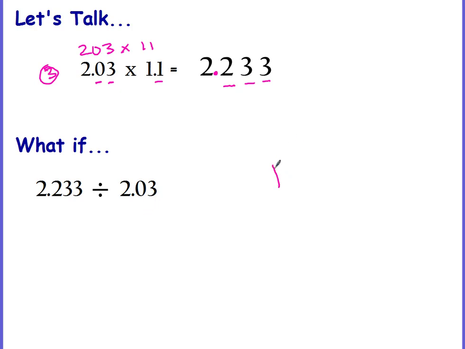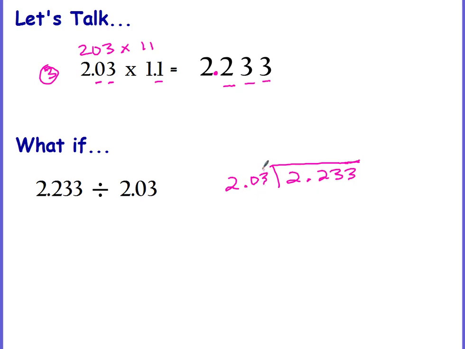Well, you still would do the long division. So remember, the total amount goes inside the house and the divisor goes on the outside. And what you're really doing is you're saying, okay, this is one factor. I want to find the other factor that when multiplied together will equal this 2.233. But how are we going to do it when there are decimal numbers involved?